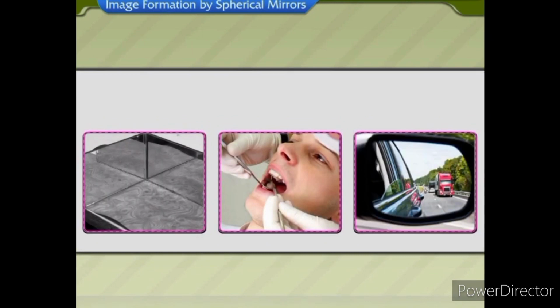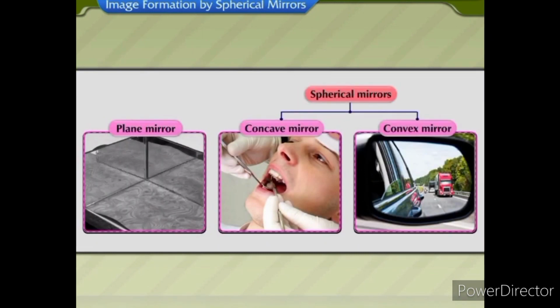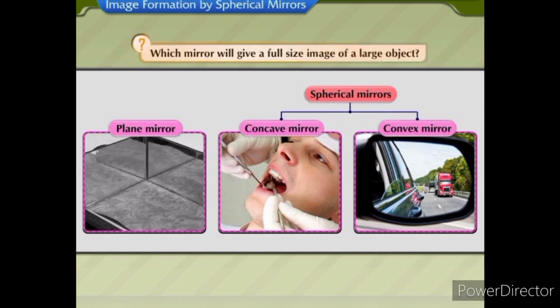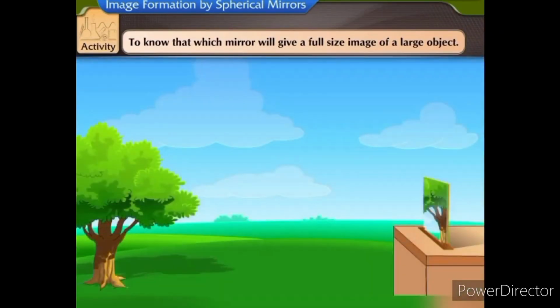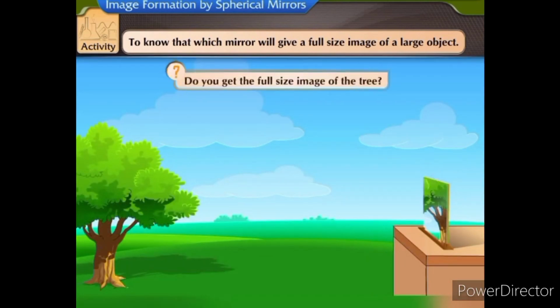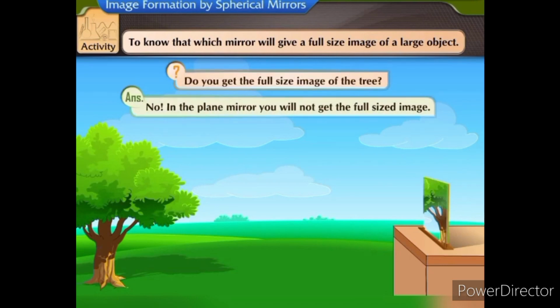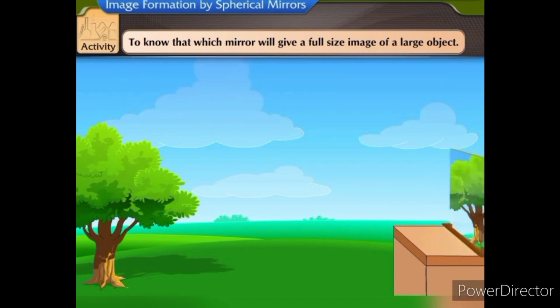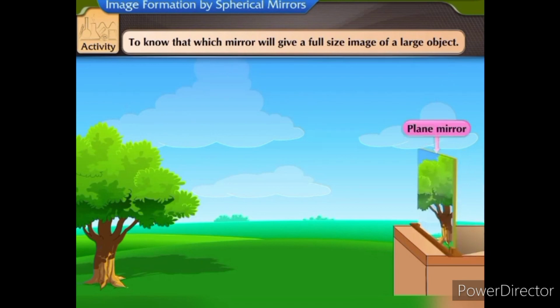Having learnt about the formation of image in plane and spherical mirrors, can you tell which mirror will give you a full-size image of a large object? Well, to know this, let us perform an activity. Activity: try to get a full-sized image of a distant tree in a plane mirror. Do you get the full-size image of the tree? No. In the plane mirror, you will not get the full-sized image. Let us take another plane mirror of different size and try to get a full-size image of the tree. Do you succeed this time?